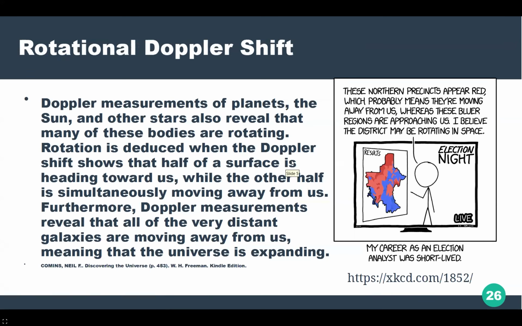Also, using the Doppler shift, we can tell if an object is rotating, because one side of the object will be rotating away from us and another side will be rotating towards us. Doppler measurements of planets, the sun, and other stars reveal that many of these bodies are rotating. Rotation is deduced when the Doppler shift shows that half of the surface is heading towards us while the other half is simultaneously moving away from us. Furthermore, Doppler measurements reveal that all of the very distant galaxies are moving away from us, meaning that the universe is expanding.